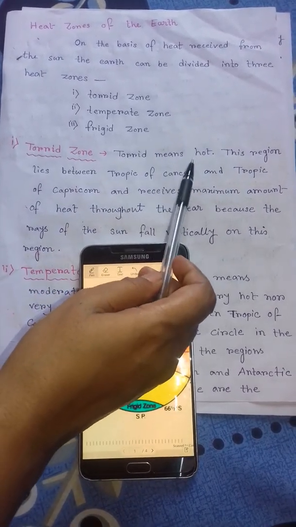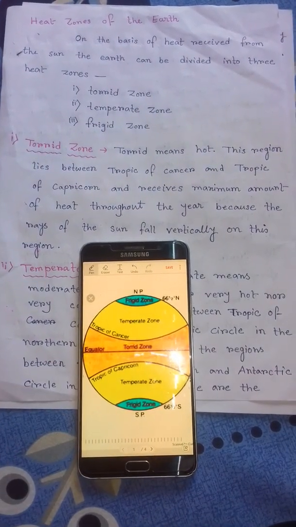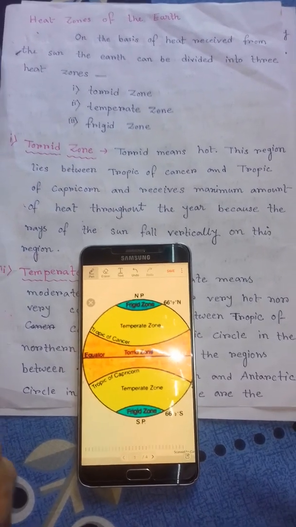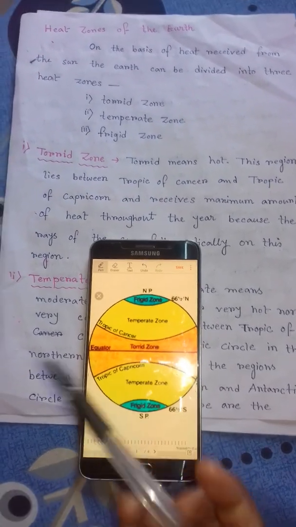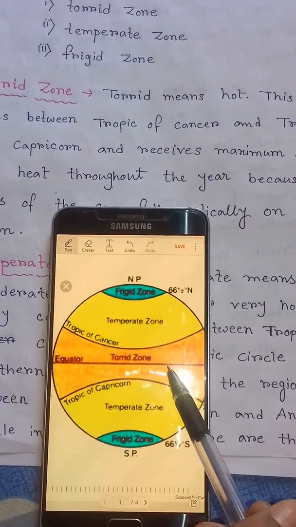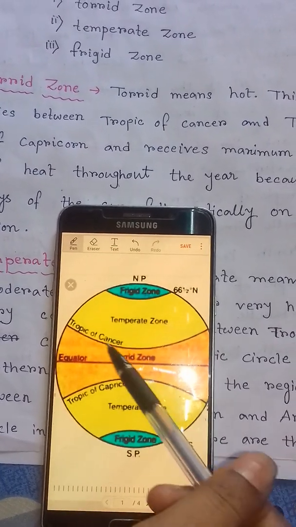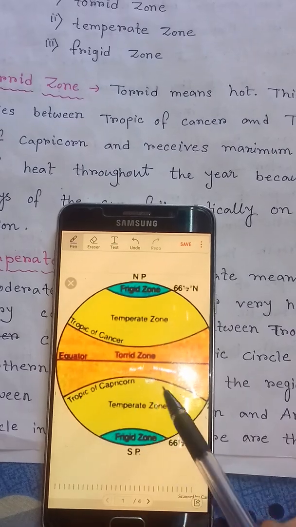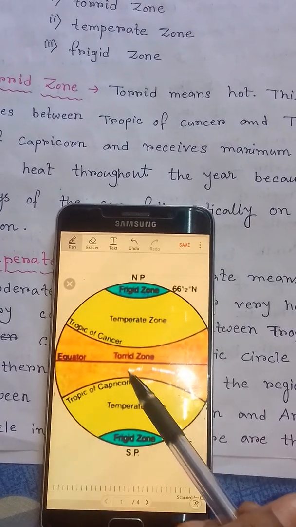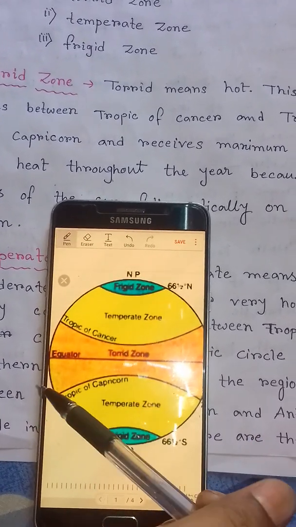Torrid means hot. This region lies between Tropic of Cancer and Tropic of Capricorn and receives maximum amount of heat. Look at here. This orange colored zone is torrid zone. This zone lies between Tropic of Cancer and Tropic of Capricorn. Between these two lines lies the torrid zone.